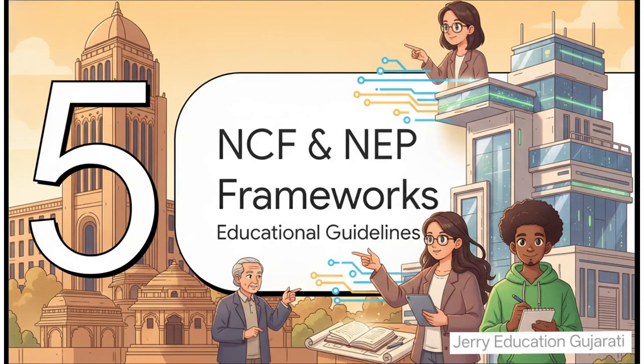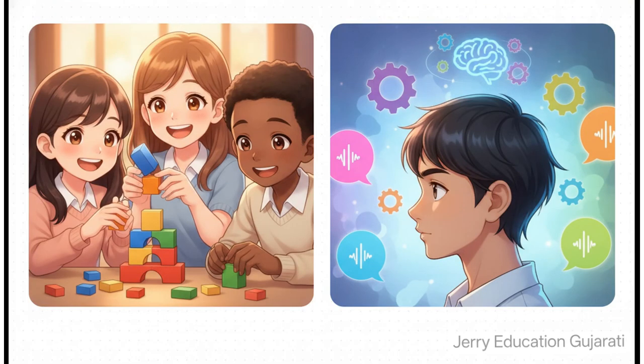All right, Section 5, NCF and NEP frameworks. We need to look at the official building codes that govern our pedagogical architecture. Here we're impartially contrasting the 2 major educational frameworks in India, and trust me, this is highly testable material. The National Curriculum Framework of 2005 views language fundamentally as a social process. It heavily emphasizes activity-based learning and firmly establishes that making mistakes is a totally natural, necessary part of learning.